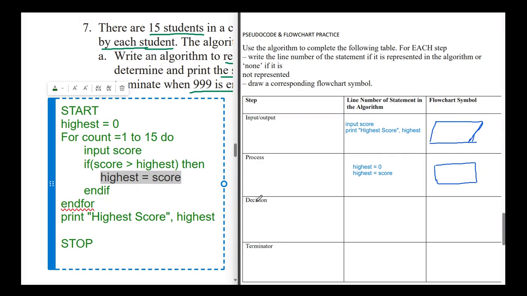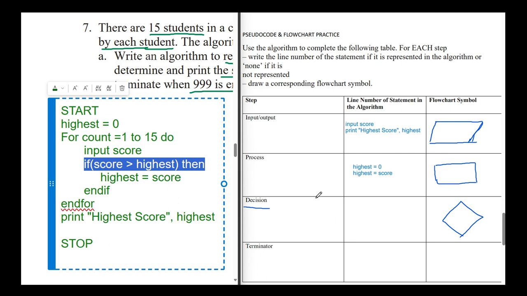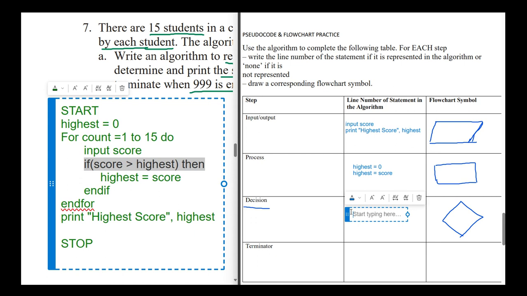Now, what would we use for a decision? We know diamond is what we use for a decision. And are there any decisions? Yes, where we're comparing the score and highest. So that would be a decision. Are there any more? No. Terminator, yes, we do. We have start and we have stop, right? And in that we use an oval.